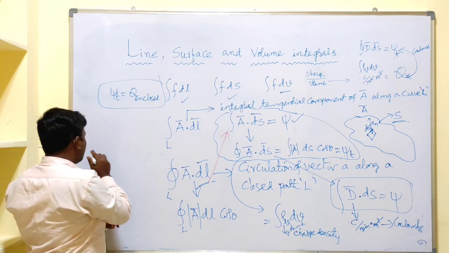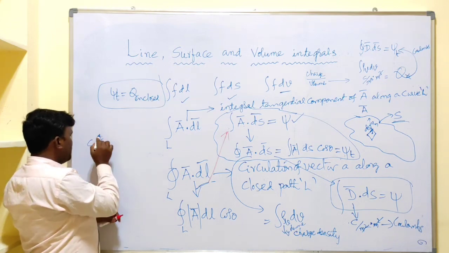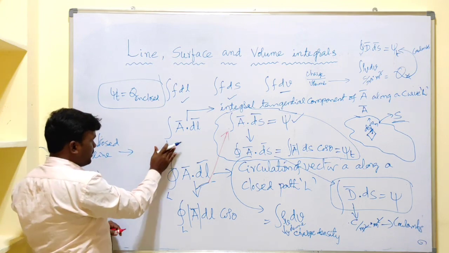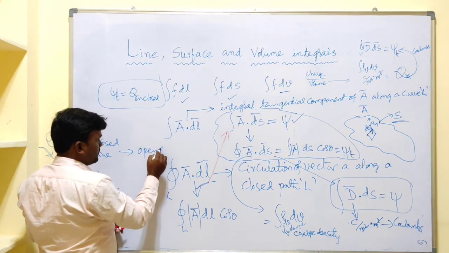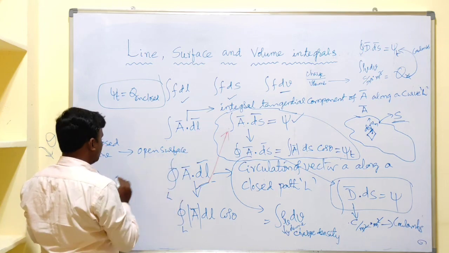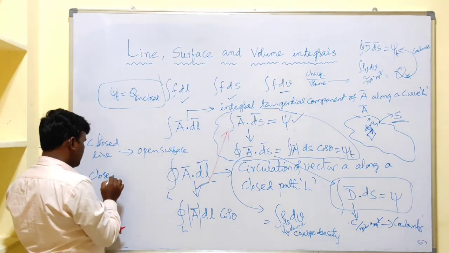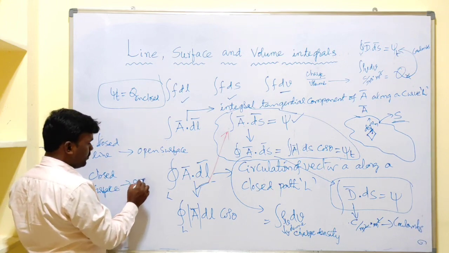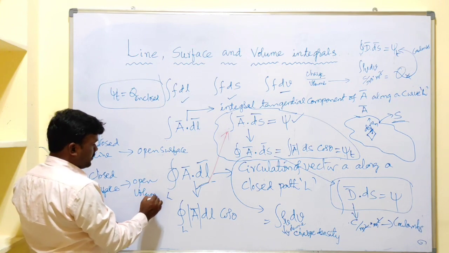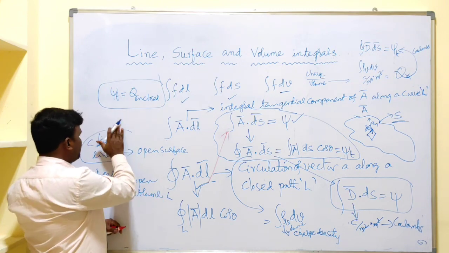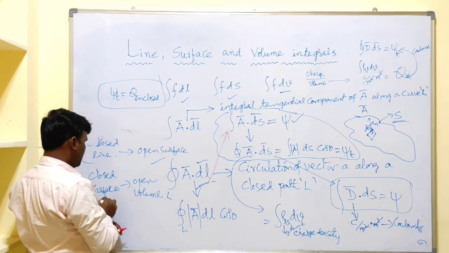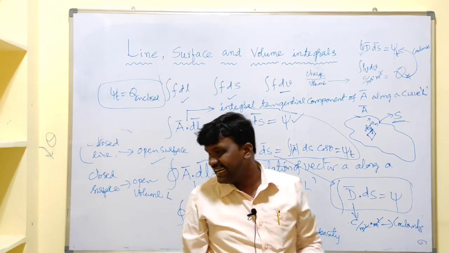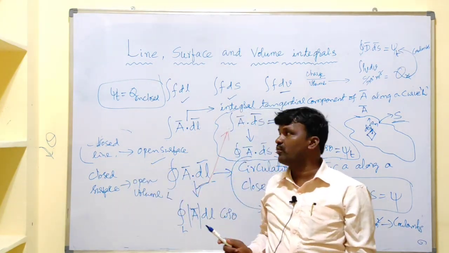Remember one thing, if there exists a closed line, there is a possibility of an open surface. If there exists a closed surface, it defines an open volume. There is a relationship between closed line and open surface, and there is a relationship between closed surface and open volume.